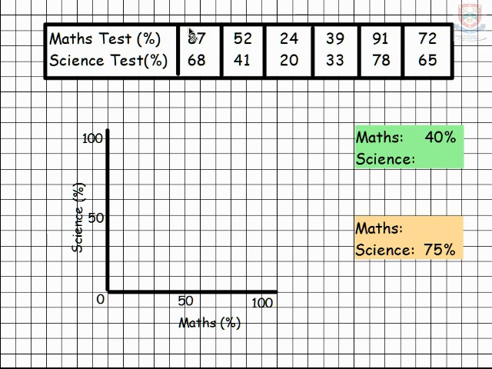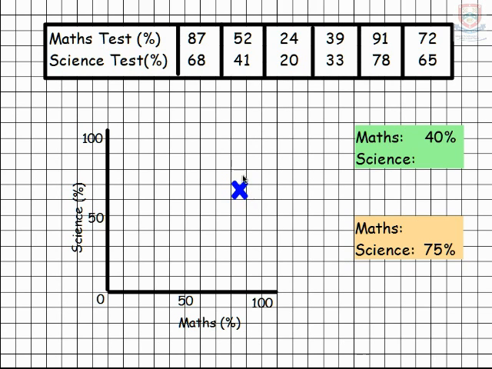The first student is represented by these coordinates. Their maths result was 87% and their science result was 68%. So if you find both of these values on each axis, you can plot a small cross to show where that student is.